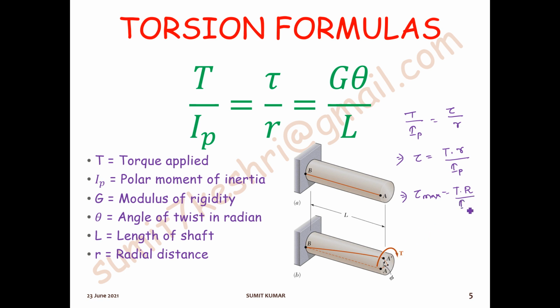divided by IP. This IP by R is termed as ZP. ZP is equal to IP by R. This ZP is called the polar section modulus. And IP is the polar moment of inertia.